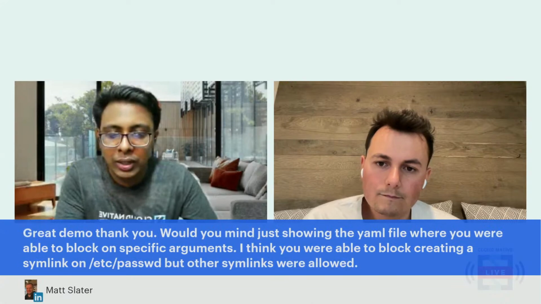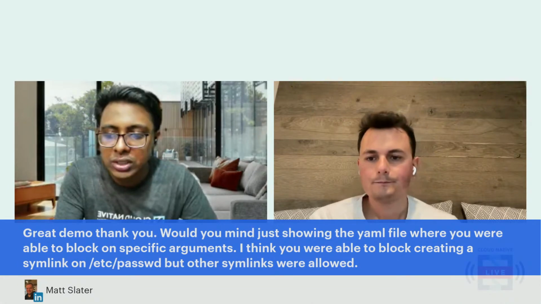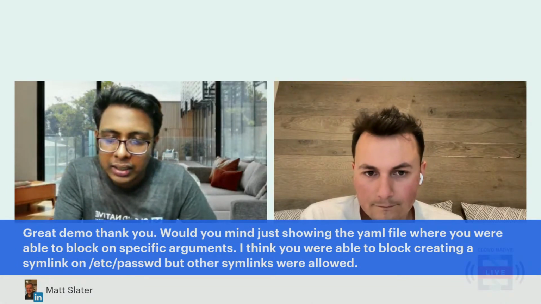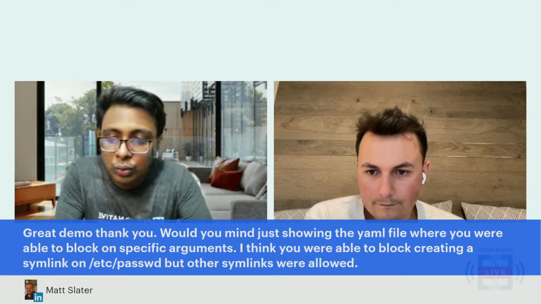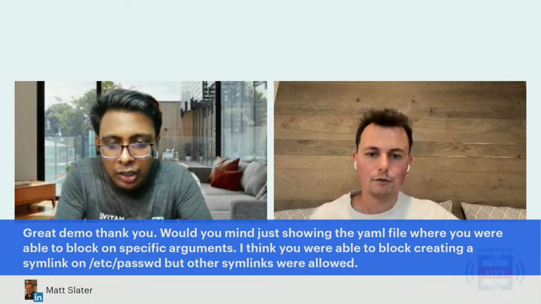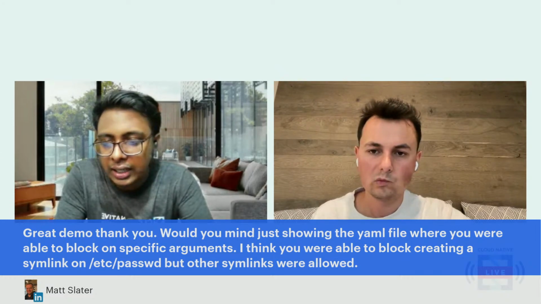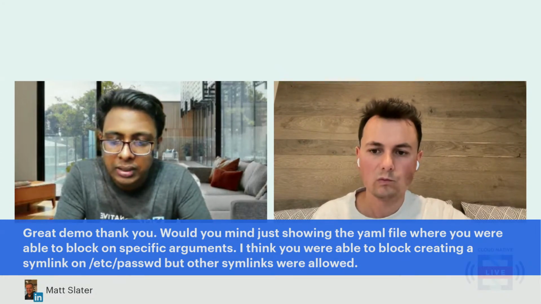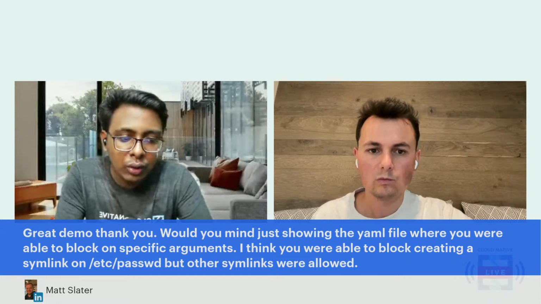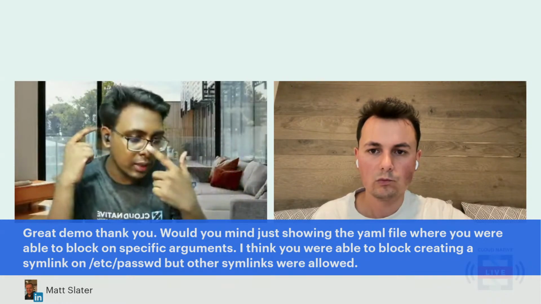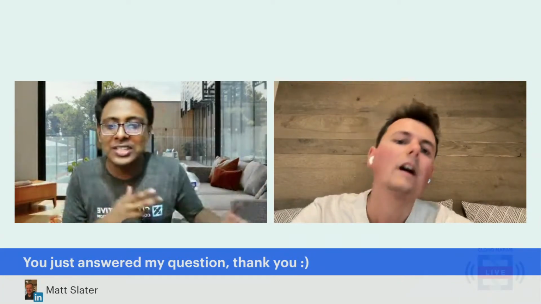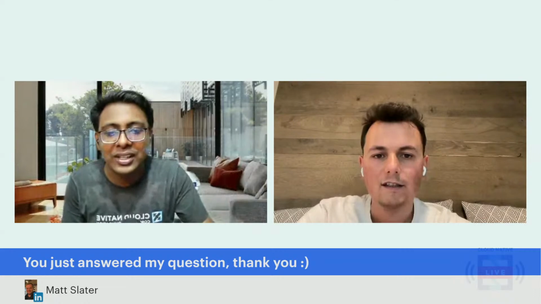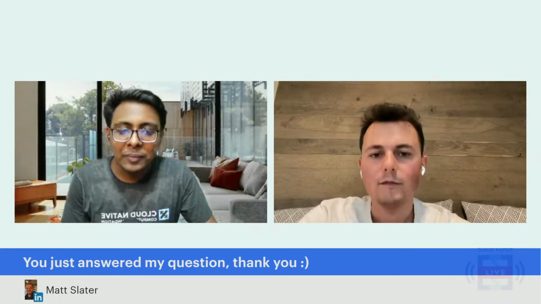There was another query, but you actually answered that question as well. It was Matt's question. Would you mind showing the YAML file where you were able to block on specific arguments? You were able to block creating a symlink on /etc/passwd, but other symlinks were allowed. Also, when you were answering some queries, he got the answer as well, and was happy with it.